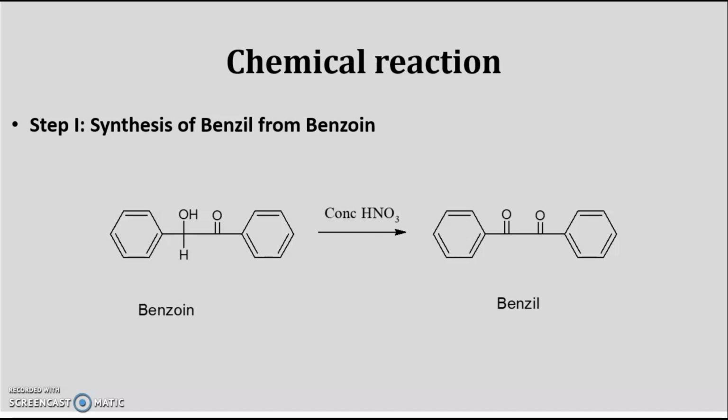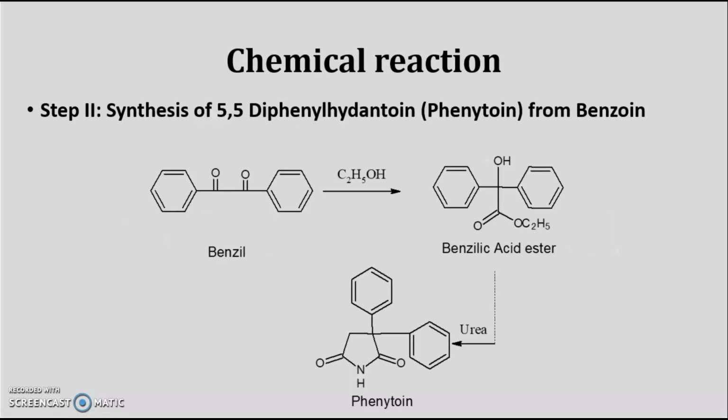Now the second step, in which we will be converting the benzil that we have already synthesized in the previous step into 5,5-diphenylhydantoin, which is known as phenytoin. So here, first the benzil in presence of alcohol, or sodium ethoxide sometimes might be used, that is, in presence of an alkali and alcoholic solution, it will first be converted into the benzilic acid ester, and this benzilic acid ester will be converted into phenytoin.